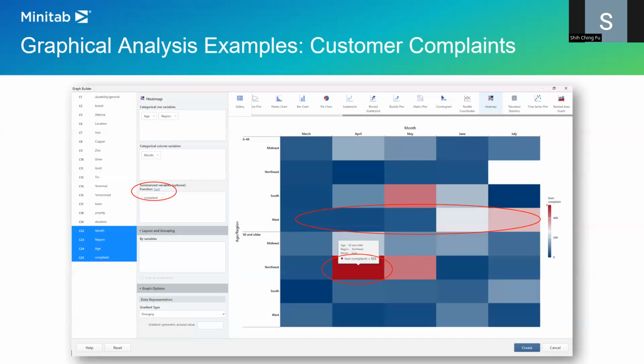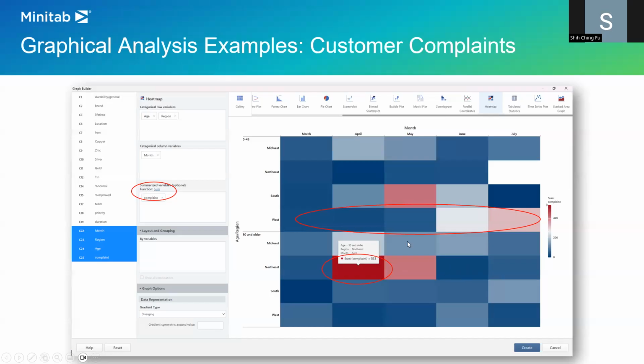If it's red, that means a high number. And if it's dark blue, that means a low number. So I can quickly identify Northeast, 50 years old. This group in April, they complained a lot, which is the highest number. But this number also reduced in May and further reduced in June.